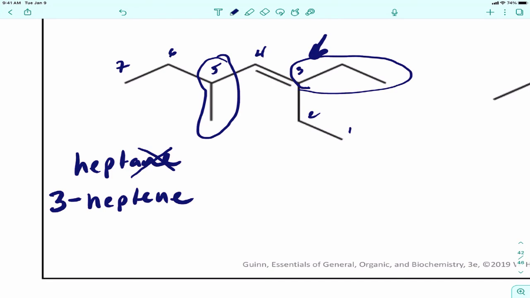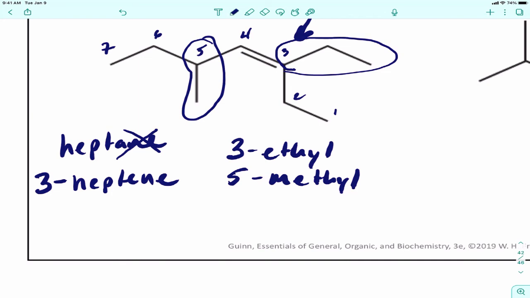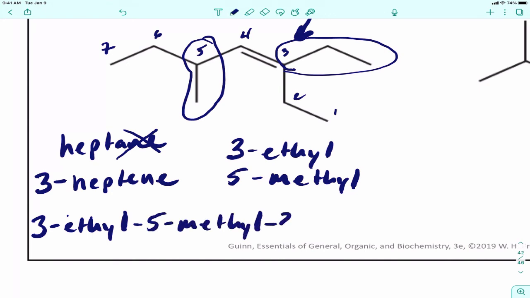All right, so on carbon 3, oops, circled the wrong one. Carbon 3, you've got 2 carbons coming off of that, so that should be 3-ethyl. And then on carbon 5, it looks like you have 1 carbon, so that should be methyl. So putting this name together, it should be 3-ethyl-5-methyl-3-heptene. And there you go.